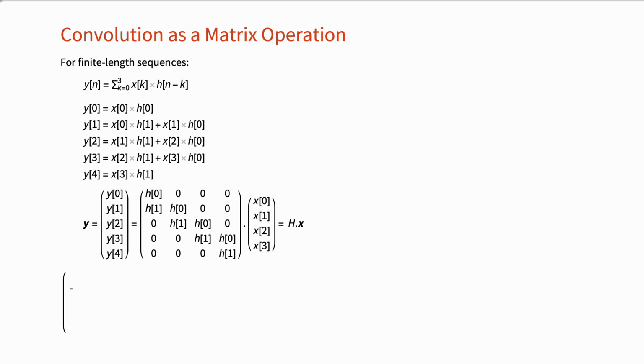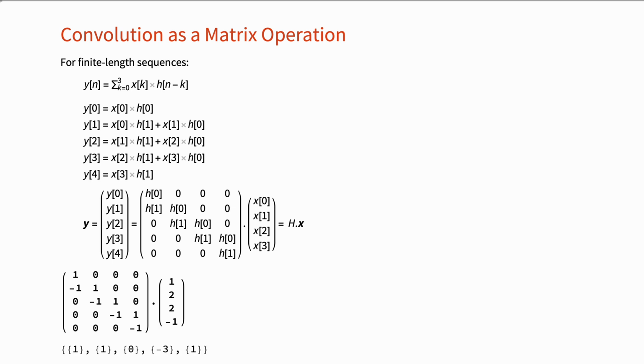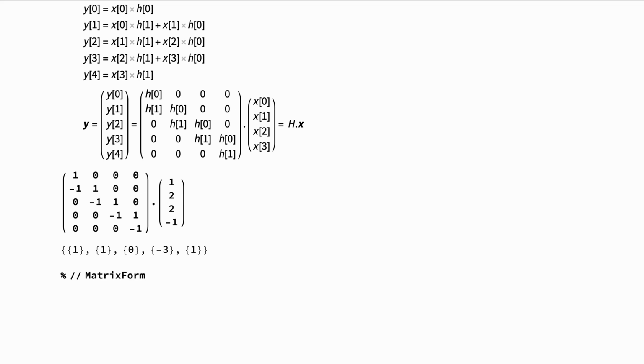Once we replace the values of h and x from the previous example, then to find the output values, we just need to evaluate the product shown here, which can be done using the Wolfram language. Let's show the result in a matrix form.